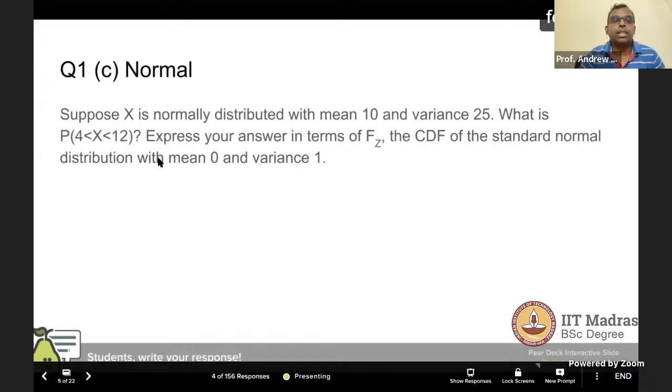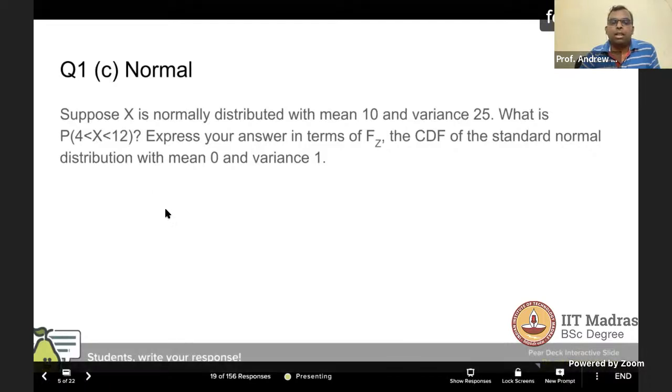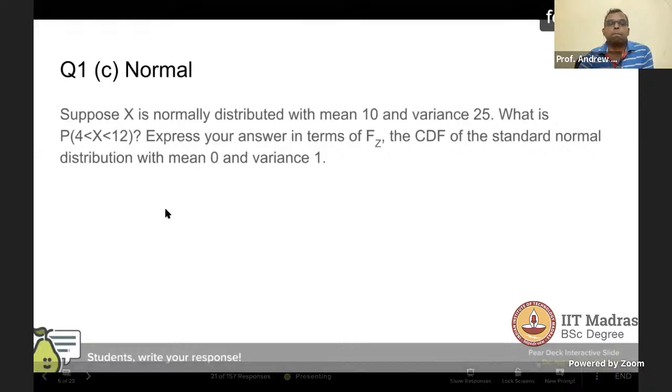So the next question is right here. X is normally distributed, the same distribution again. What is the probability that X falls in the range 4 to 12? Maybe a little bit more time for this one. People are writing in very quickly. So let's see.